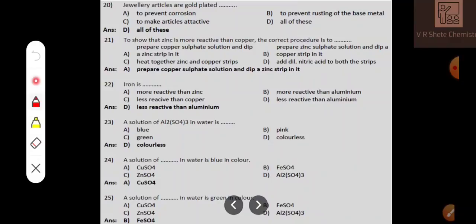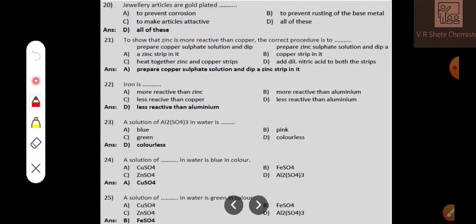To show zinc is more reactive than copper, the correct procedure is to prepare a copper sulfate solution and dip a zinc strip. Displacement will occur, as a more reactive element displaces a less reactive one. Iron is less reactive than aluminum.